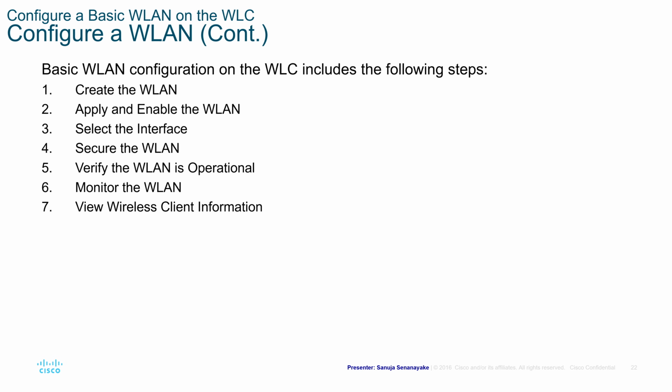Basic wireless LAN configuration on the WLC can be done by following a few steps. You need to create a WLAN, apply and enable the WLAN, select the interface, secure the WLAN, verify the WLAN is operational, monitor the WLAN to make sure that the operation is going correctly, and view wireless client information once it is gathered after clients have connected to your network.